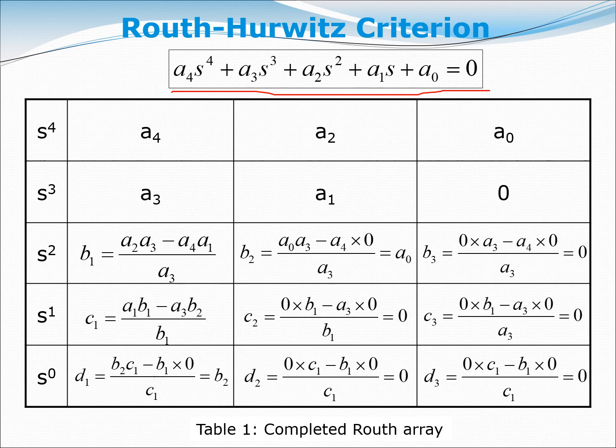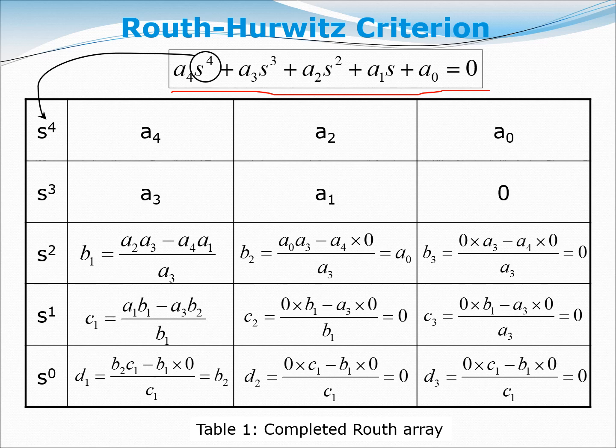The first column starts with s to the power of 4 because the biggest order of the characteristic equation is s to the power of 4. Then this is followed by s to the power of 3, s to the power of 2, s to the power of 1, until s to the power of 0.